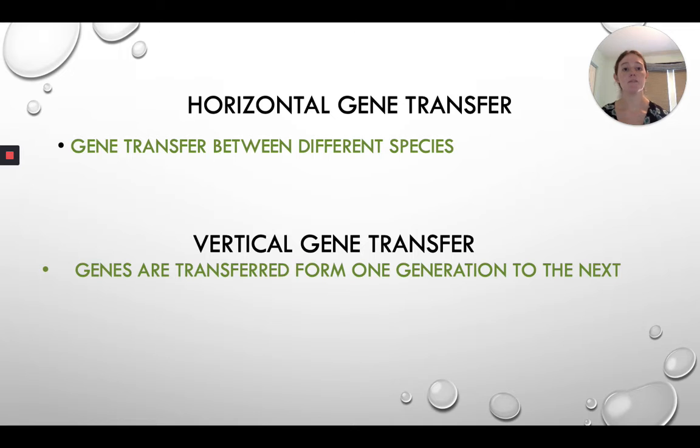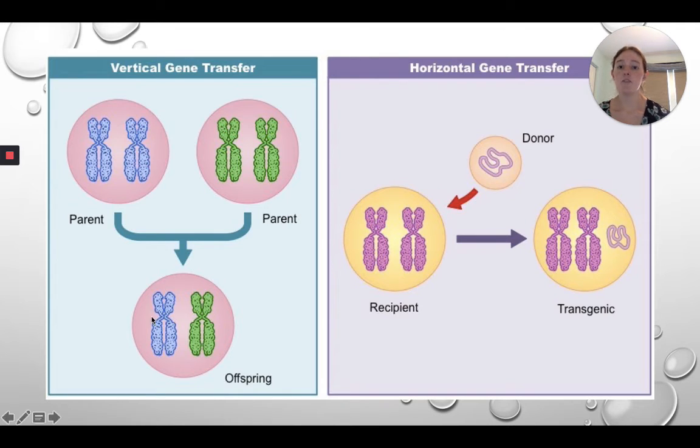There are two types of gene transfer when we talk about bacteria. There's horizontal and vertical. Horizontal gene transfer is transferring DNA between different species. Vertical gene transfer is more like binary fission. So here I have a picture of vertical gene transfer.